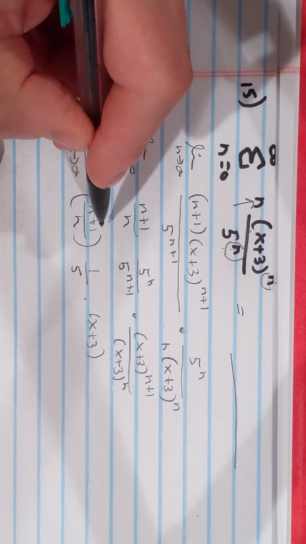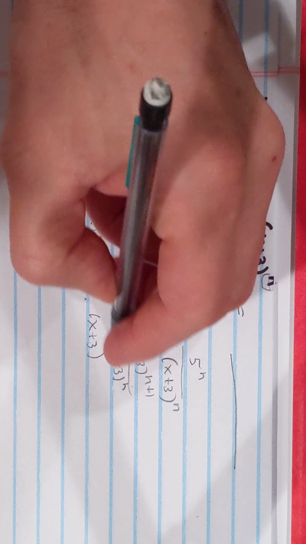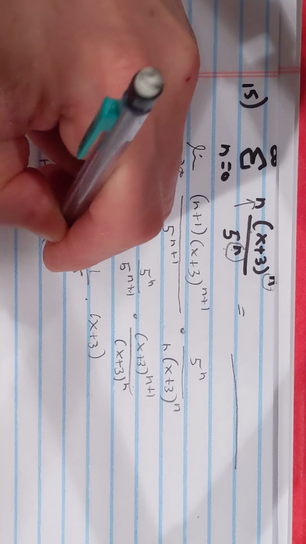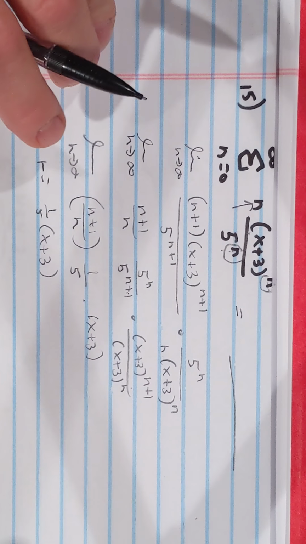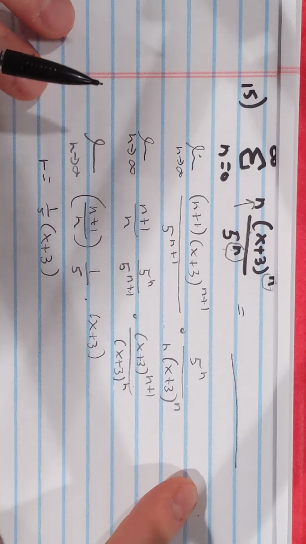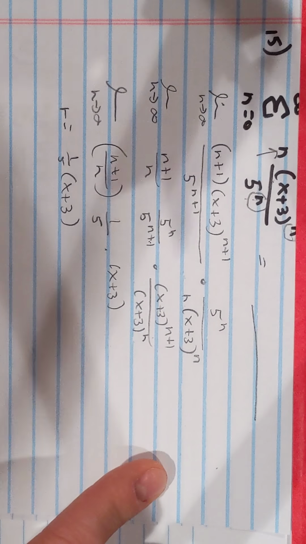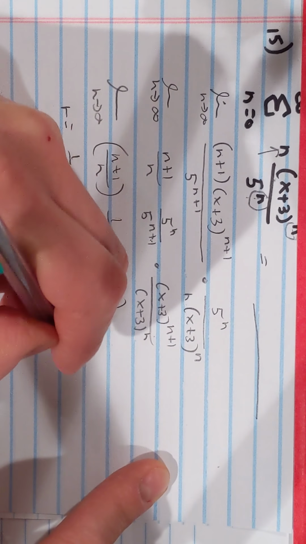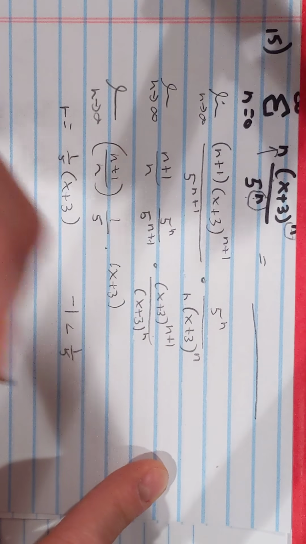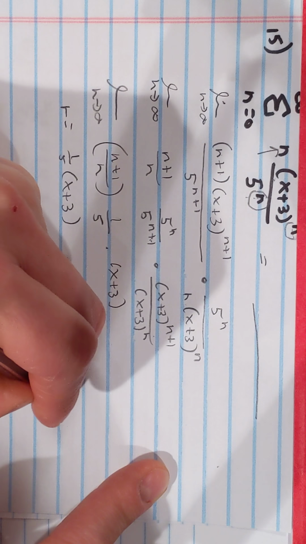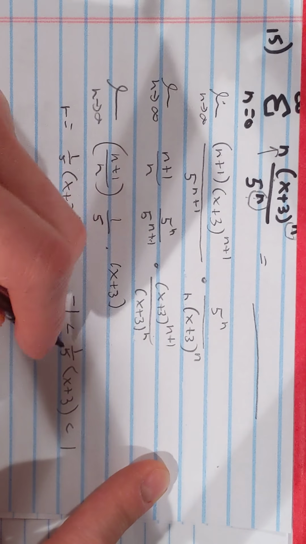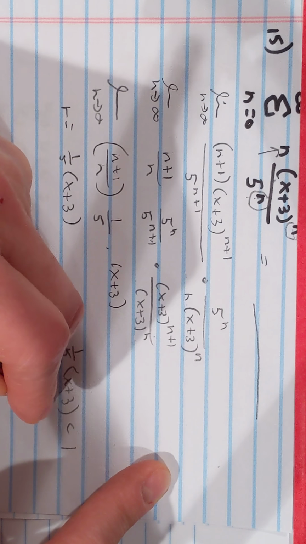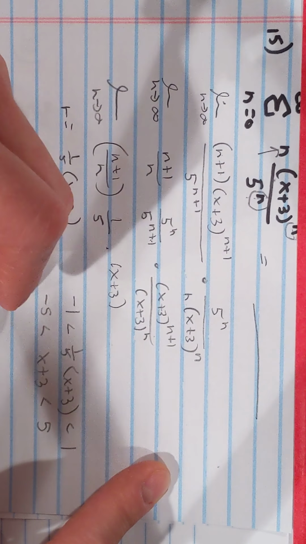Limit of this is 1. So my r is 1/5 times x plus 3. Now I want the interval of convergence so I can find the radius of convergence. So my interval is the r has to be between 1 and -1. Multiply by 5. Subtract 3.